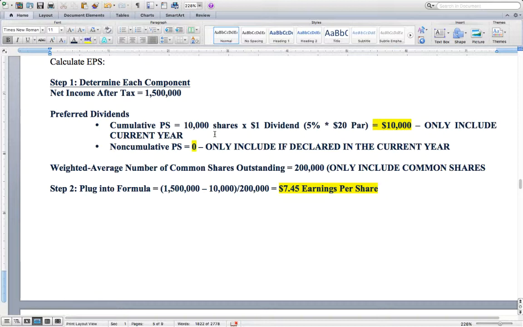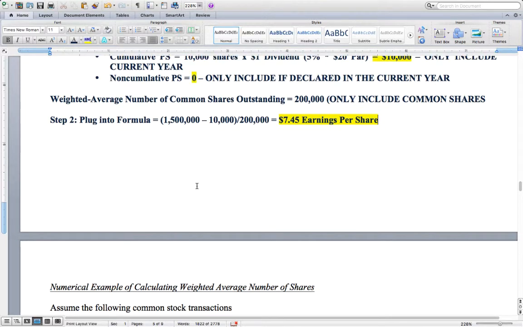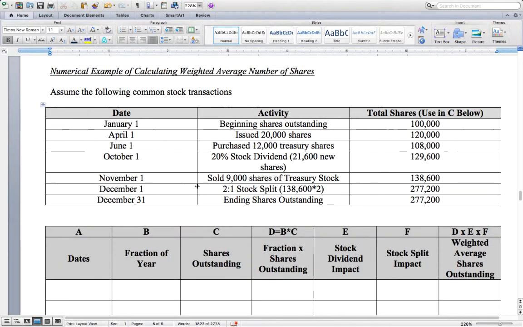Please note on your homework or an exam, you will likely see a problem in which you have to calculate the basic earnings per share. But in order to do so, you have to also calculate the weighted average number of shares outstanding. Therefore, I may not necessarily give it to you as I did in this example. So let's move on to that example where you can calculate the weighted average shares outstanding.